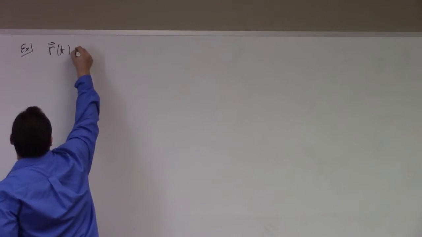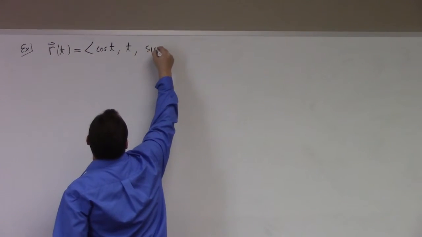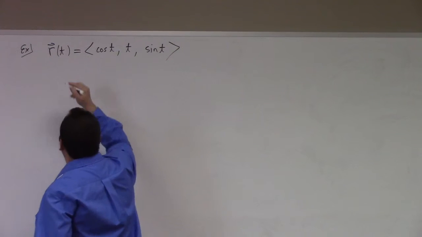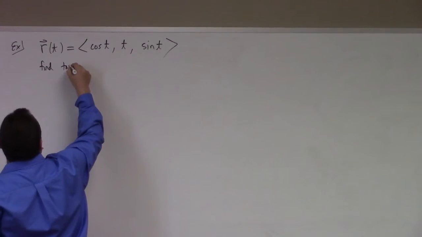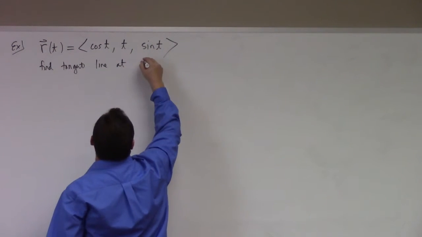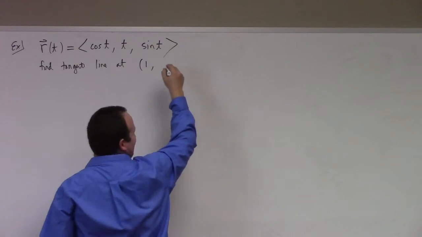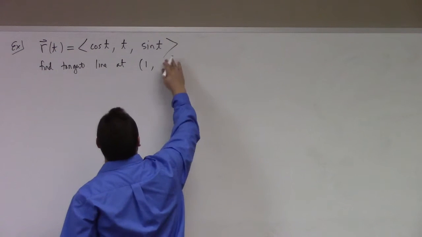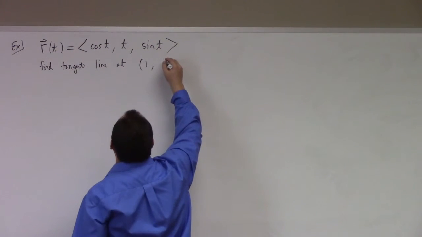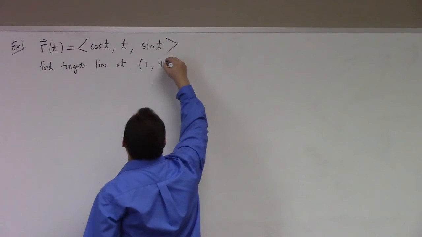In my next example, it will be slightly more exciting. So look at r of t equals cosine t, t, sine t. And let's find the tangent line at, oh goodness gracious, 4 pi. Oh, see, this is no fun. These are still too easy.